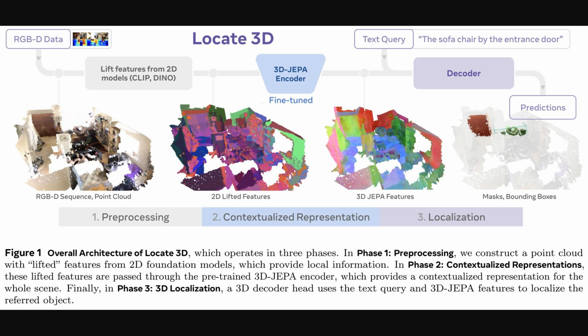This encoder, which learns to understand the scene's context, then produces refined 3DJEPA features. Finally, in the localization phase, a decoder component uses these 3DJEPA features along with a text query, like, quote, the red chair, to pinpoint the object, outputting predictions like masks and bounding boxes. A bounding box is essentially an outline drawn around the identified object.